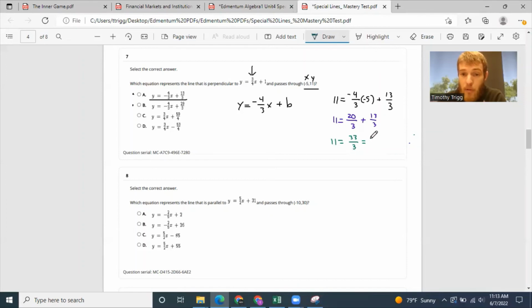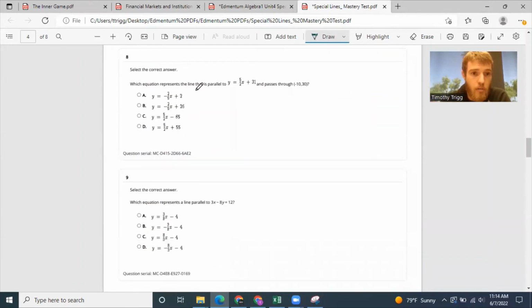33 divided by 3, well, that is 11. Okay, great. So we start off with 11 and we end up with 11. That's great. So that means that's the correct answer. Now if it was a wrong answer, you'd have two different numbers here, like 11 and 12, or negative 11, or something different. But if they match, they are equal, then that's your correct answer in this case.